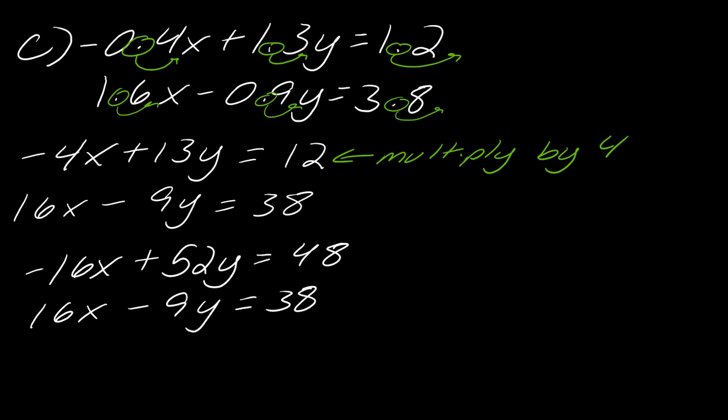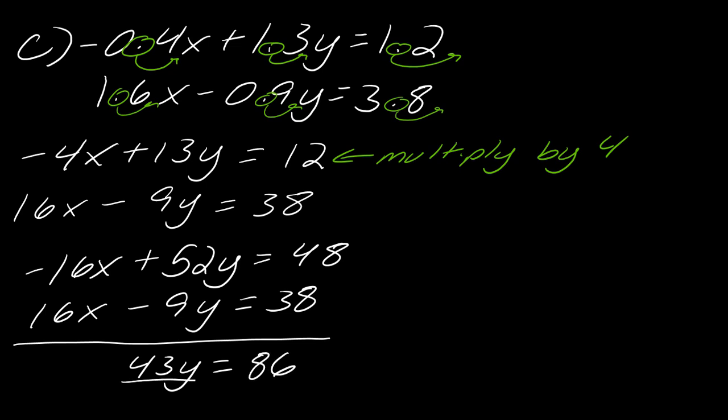And so now I can go ahead and eliminate. So I can add straight down. So this will turn into 43y, and this will equal 86. And then I can divide both sides by 43 to get y equals 2.